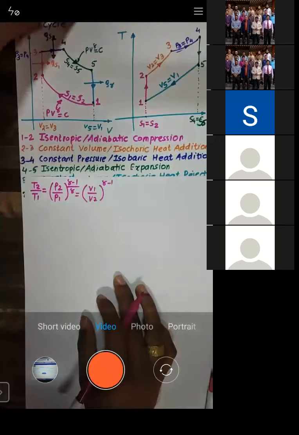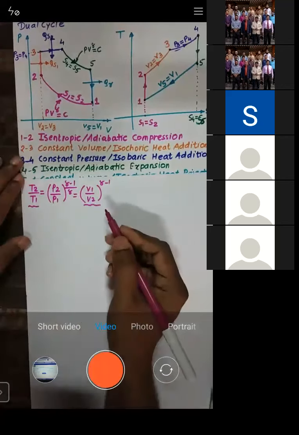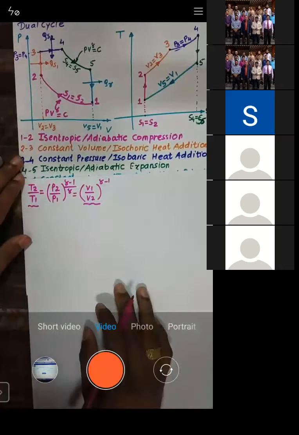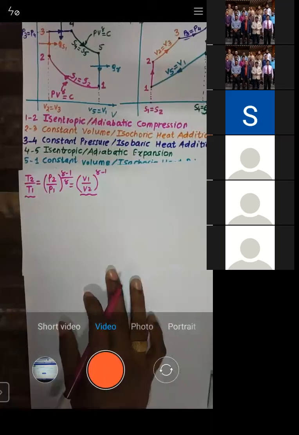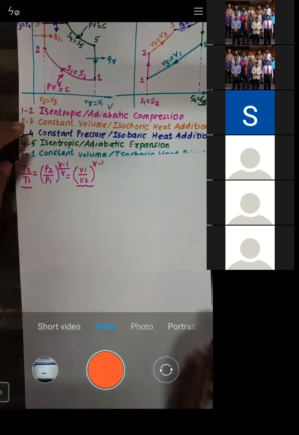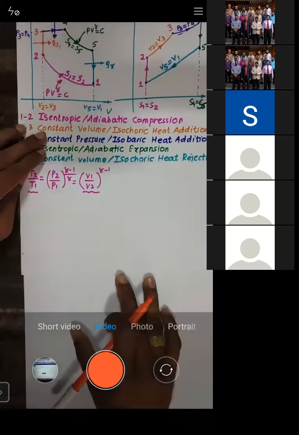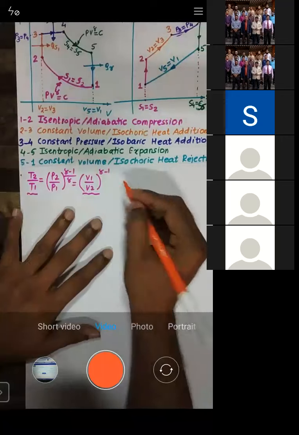Now I will equate these two. But before going to this expression, let us write down some of the ratios.